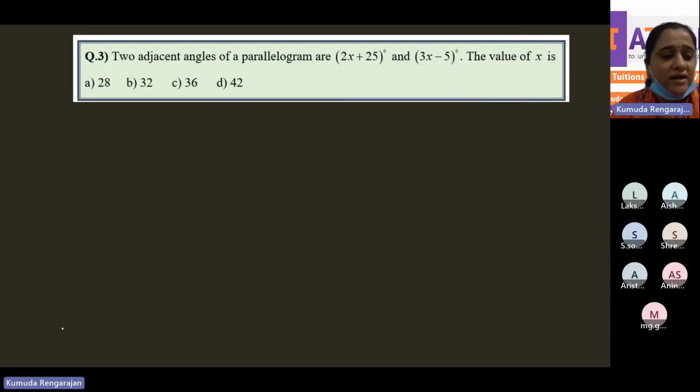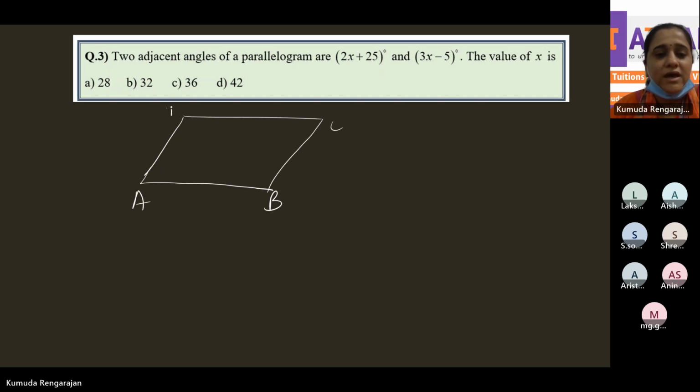Two adjacent angles of a parallelogram. If you call it ABCD, A and B are adjacent angles. B and C are adjacent angles. C and D are adjacent angles. D and A are adjacent angles. So you can mark off any one pair. Supposing you mark off A and B: two adjacent angles of a parallelogram are 2x plus 25 degrees and 3x minus 5 degrees.